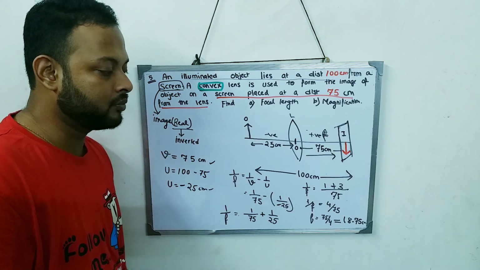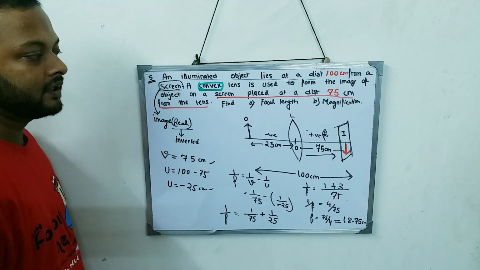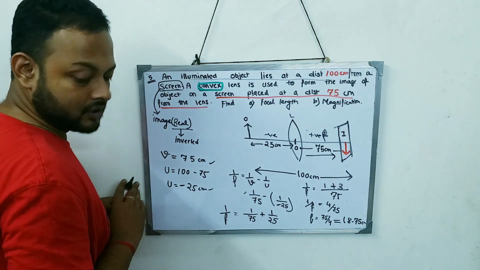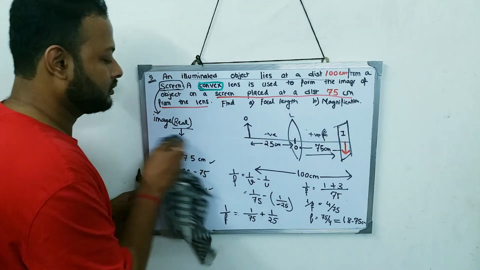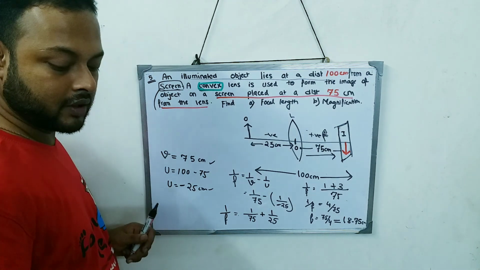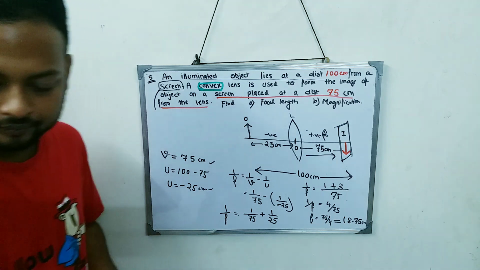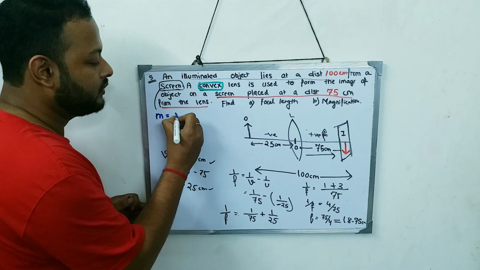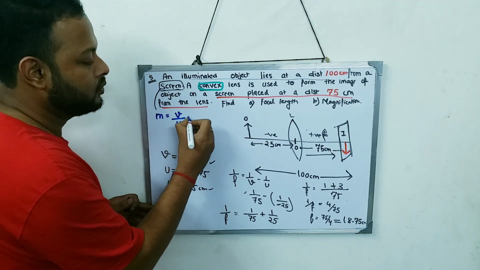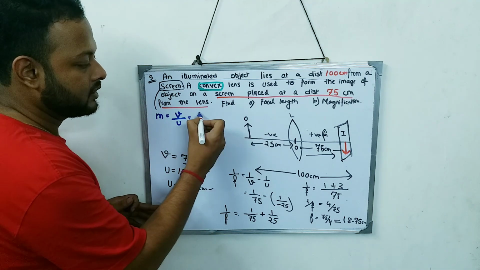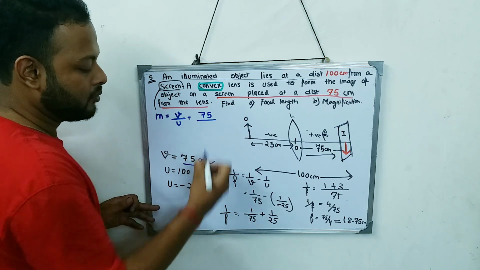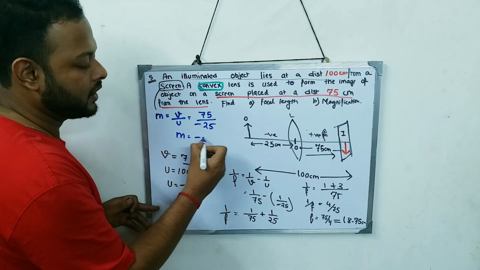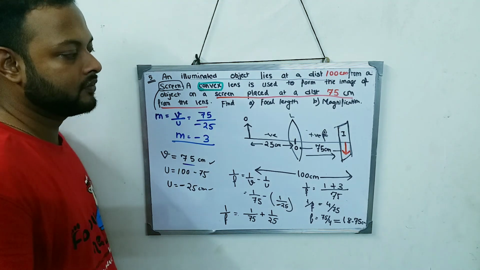So f is 18.75. Now I need to get the value of magnification also, which is very easy. I'll use some place over here to do the magnification part. So what is the value of magnification over here? Magnification is equal to V by U. How much is V? 75. How much is U? Minus 25. So M is equal to minus 3. So magnification is minus 3.